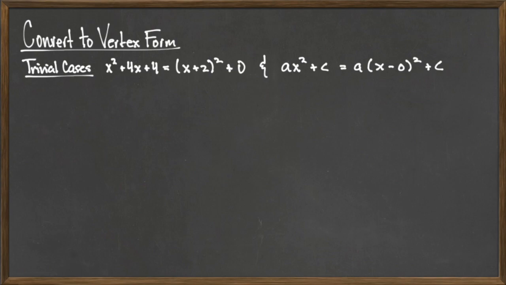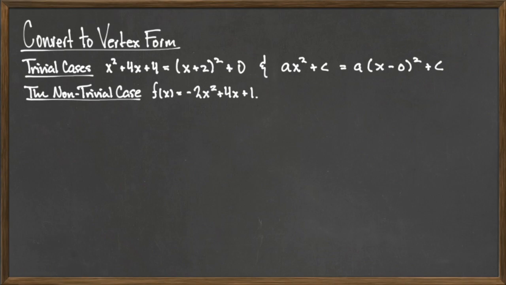The one where our quadratic is already a perfect square, like in the example x squared plus 4x plus 4, because turning it into vertex form just means factoring. Another trivial example is when I have ax squared plus c. All I have to do is rewrite what x squared looks like, and boom, you're in vertex form. Now, of course, we're going to go to the non-trivial case.